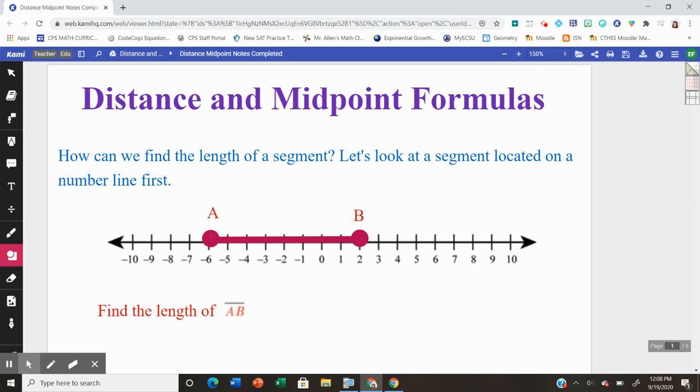Hello everyone. Today's video is all about the distance and midpoint formulas. This is definitely going to be a two-part video. So this is part number one, we'll call it. It's going to be all about the distance formula. Tune in later for part two's video on the midpoint formula.